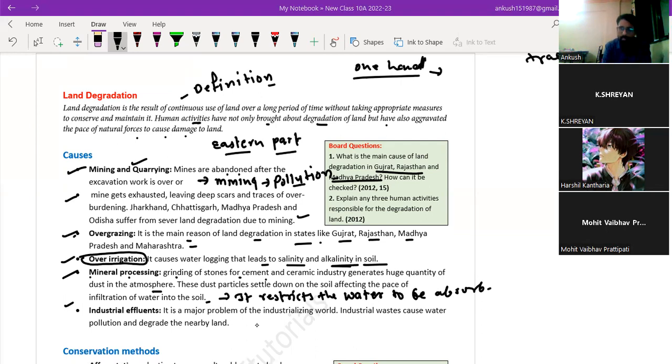Then industrial effluents. It is a major problem. What are effluents? The wastage. Are you all there?